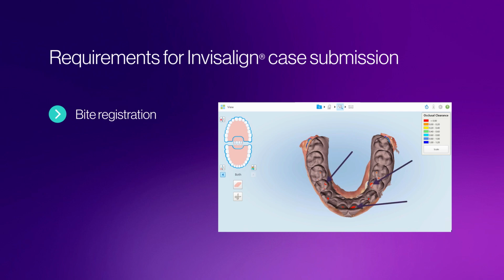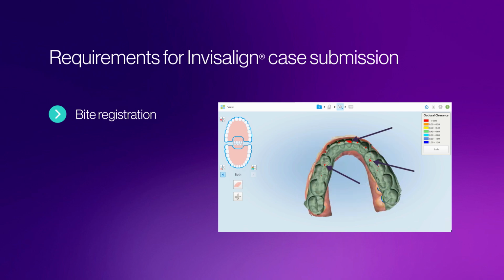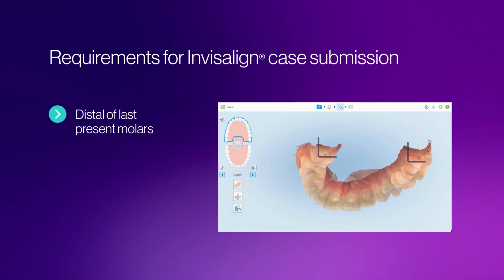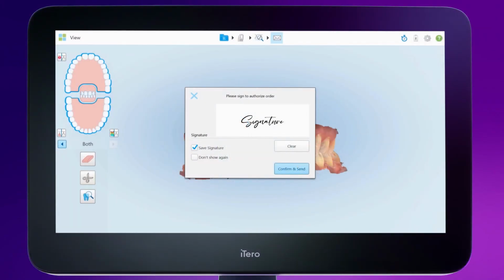A record of the bilateral bite from the patient in the relationship the clinician wants to treat or restore the case. Also, review the models from the buccal and lingual. The distal surface of the last present molar should be complete to ensure that the aligner fits properly. Once you confirm that your scan fulfills all the requirements, tap the envelope icon to send the case.